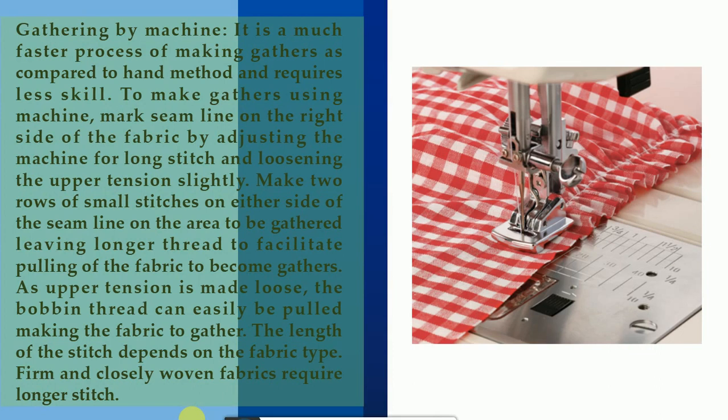Gathering by machine. It is a much faster process of making gathers as compared to hand method and requires less skill. To make gathers using machine, mark seam line on the right side of the fabric by adjusting the machine for long stitch and loosening the upper tension slightly. Make 2 rows of small stitches on either side of the seam line on the area to be gathered, leaving longer thread to facilitate pulling of the fabric to become gathers. As upper tension is made loose, the bobbin thread can easily be pulled, making the fabric to gather. The length of the stitch depends on the fabric type. Firm and closely woven fabrics require longer stitch.